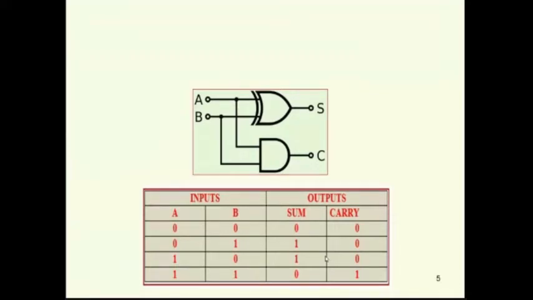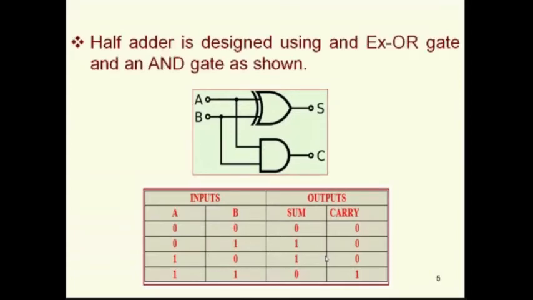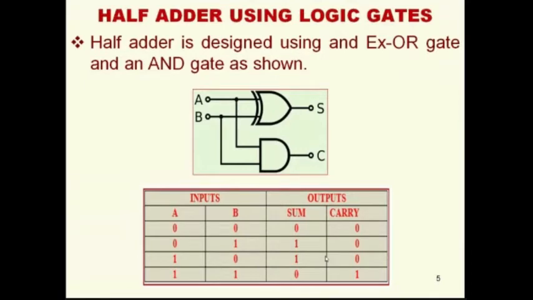Okay, so the interconnection of gates like this can perform addition. That is the moral of this discussion. As we all know, a half adder is designed using an XOR gate and an AND gate, as shown. The half adder is using logic gates. That is, the transistor becomes a gate. Gates are performing the addition operation.